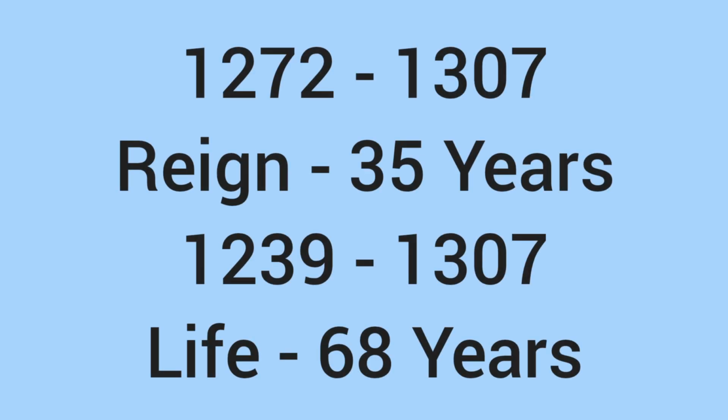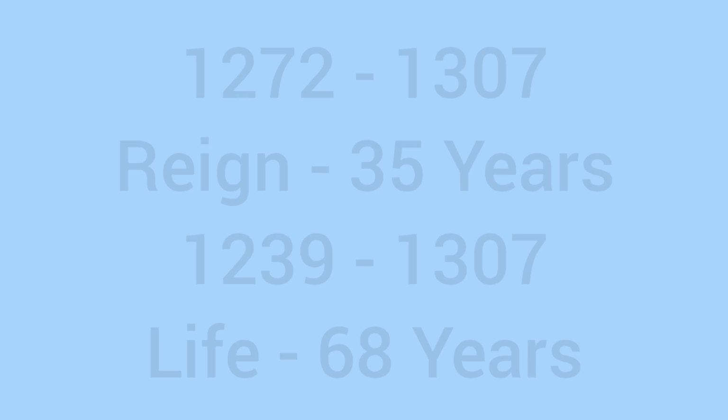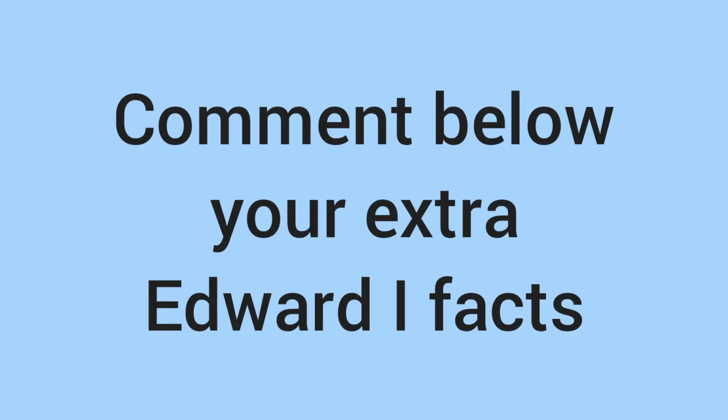So there we go. Edward I reigned from 1272 to 1307, so a reign lasting 35 years, and a lifetime from 1239 to 1307, so a lifetime of 68 years. Not bad at all for the 1200s.